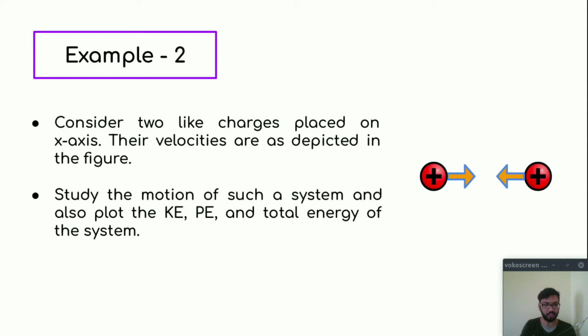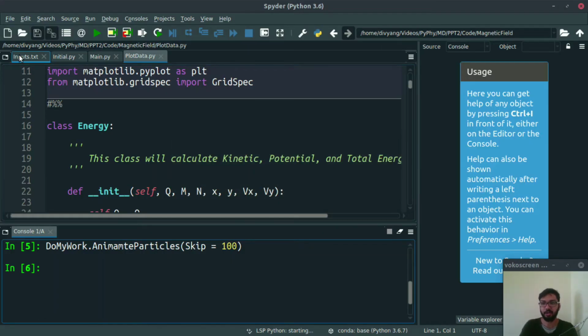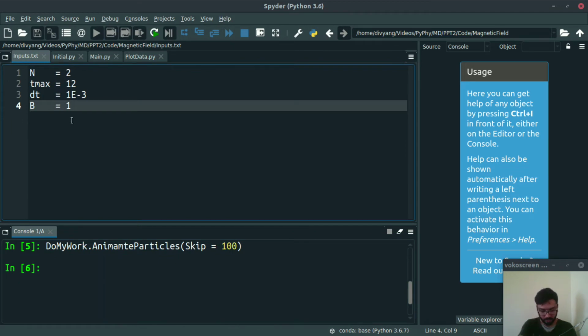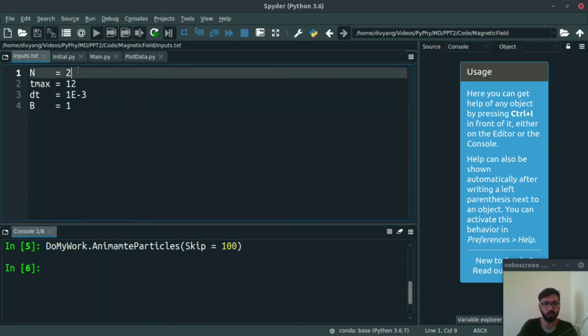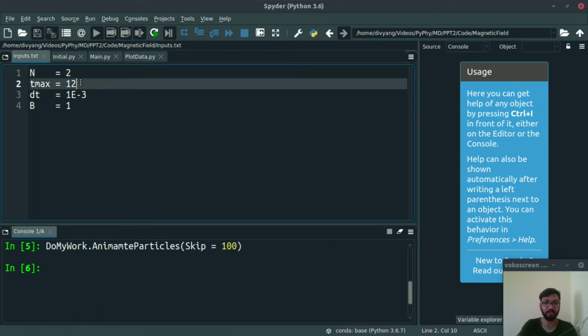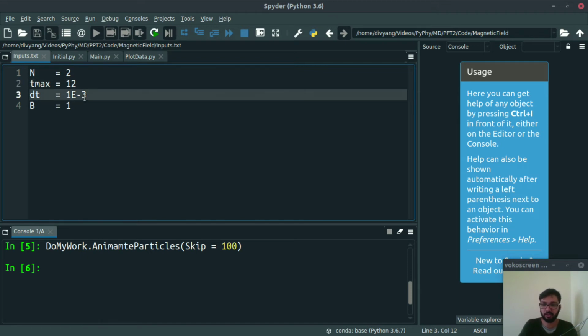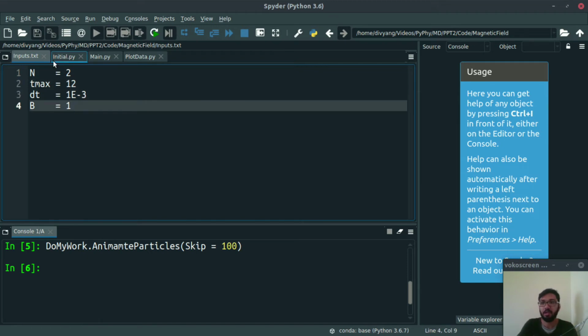Initially they will come closer to each other because of this velocity, right? But thereafter they will just fly away, as we have seen in Coulomb potential. But in this case we have a magnetic field. So let's see what kind of effect we are getting in this example, right? So let's jump to our input parts. We want to simulate two particles. We want to simulate this system for 12 seconds of normalized time, and dt is going to be the same, and the magnetic field is also 1.